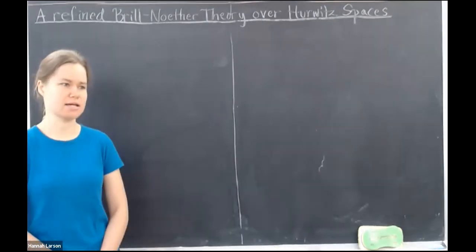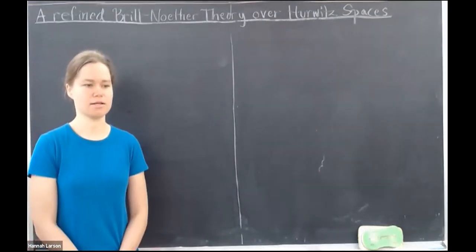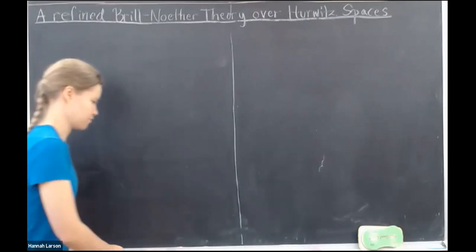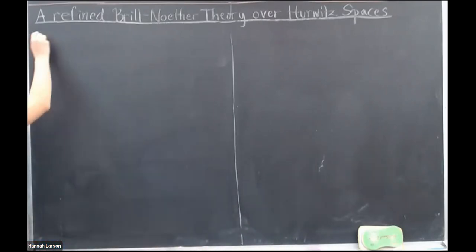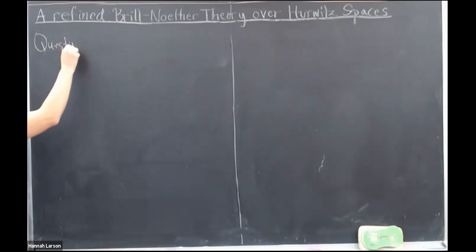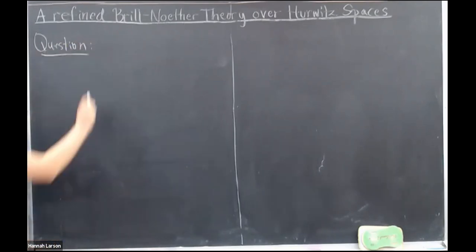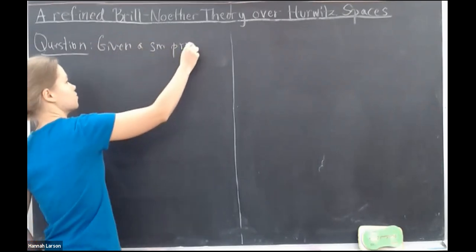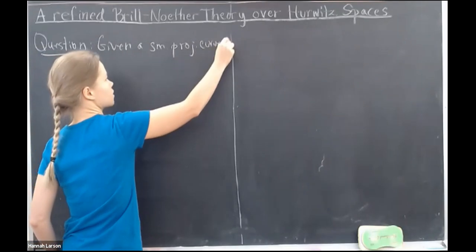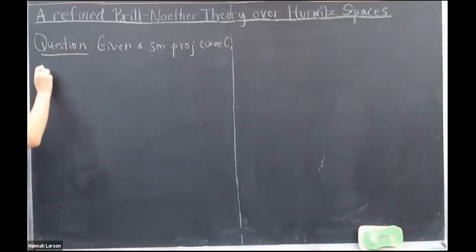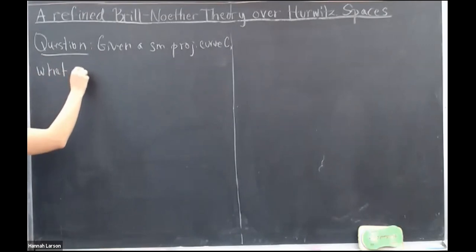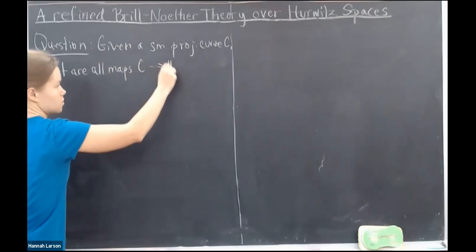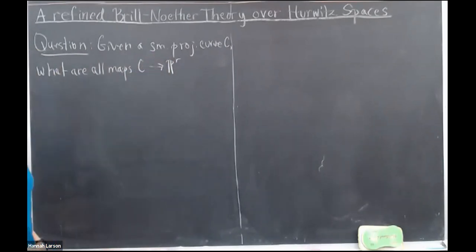So this talk is about some recent results on the theory of algebraic curves, and I'll just get started with our motivating question, which is, given a smooth projective curve C, what are all maps of C into some projective space?